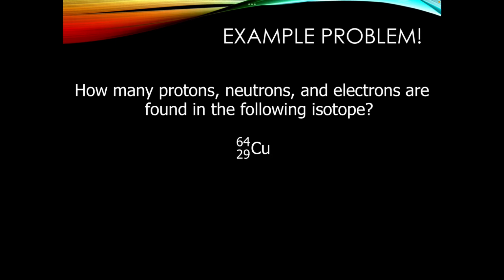All right, so looking at this, it says how many protons, neutrons, and electrons are found in the following isotope. Okay, looking at this, Cu, just a quick reminder, you're supposed to be memorizing those symbols that go with the names. Cu is copper. So using the information shown here, how many protons, neutrons, and electrons are found in this isotope of copper? So go ahead, pause here, try and figure that out, and come back when you're ready to see the answer.